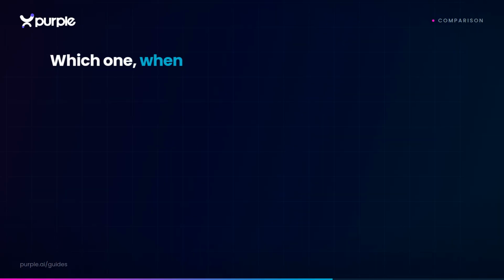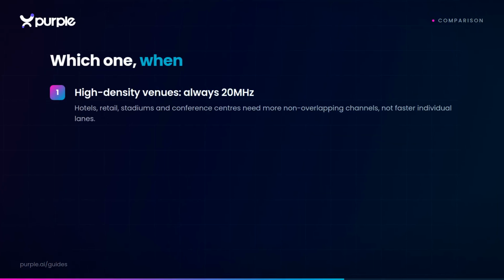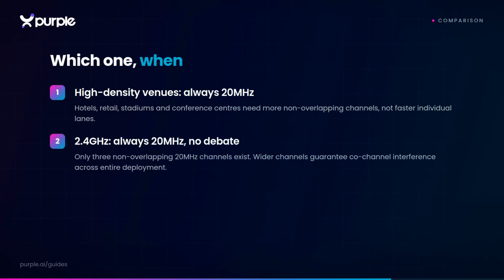The deployment tier framework: density needs 20 MHz, balance allows 40 MHz, isolation permits 80 MHz. High-density venues like hotels and retail should use 20 MHz. Always use 20 MHz in 2.4 GHz, no exceptions.